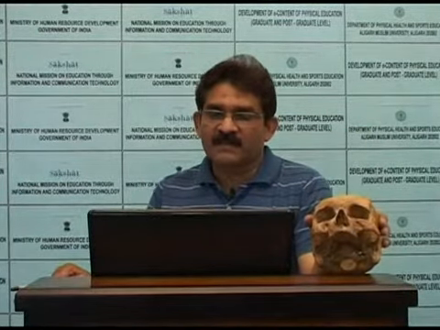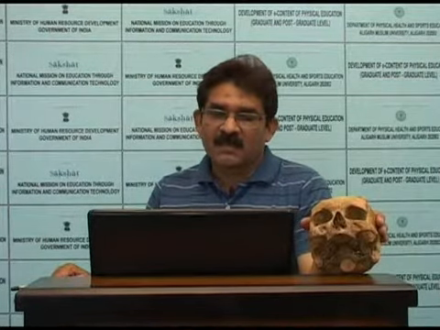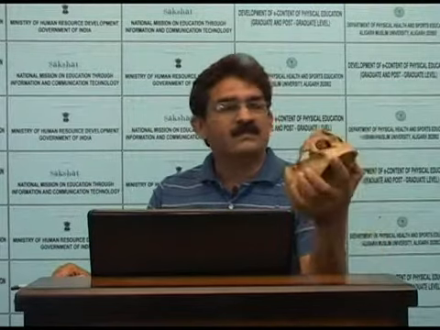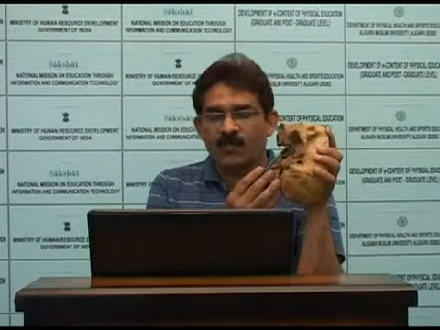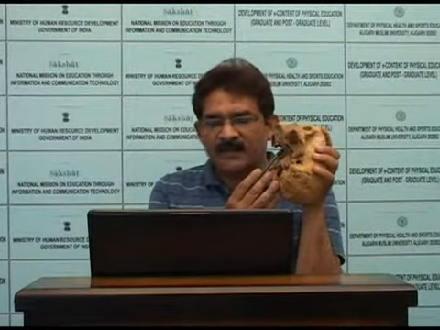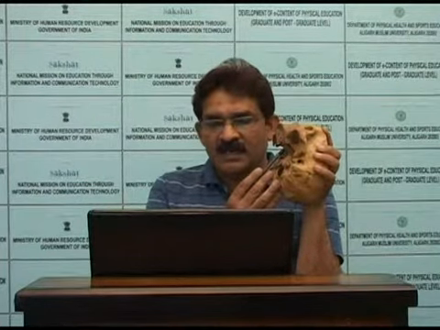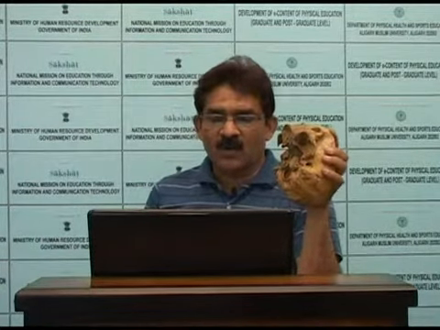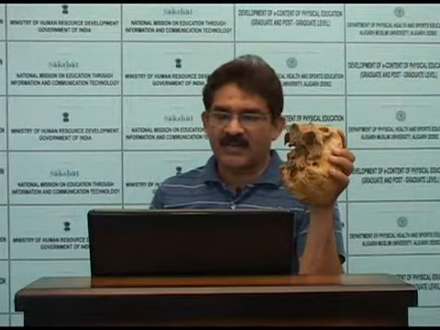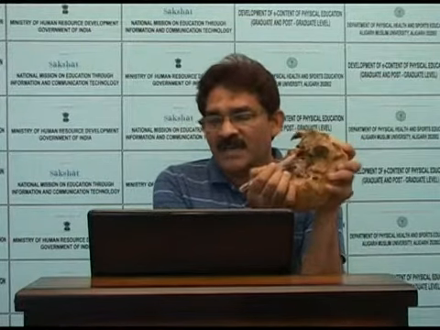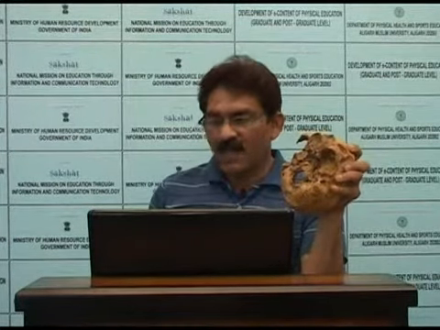Vomer is a thin flat unpaired bone in the middle that forms a major portion of the bony nasal septum. On either side of the vomer are two large openings, the choanae, or posterior nasal apertures. These are the posterior nasal apertures on the posterior side.